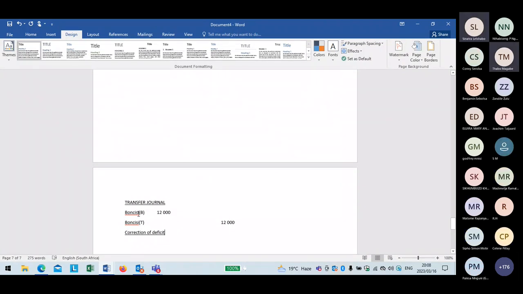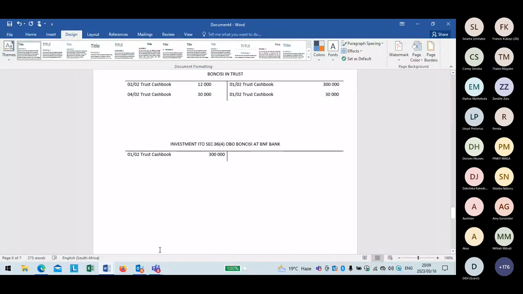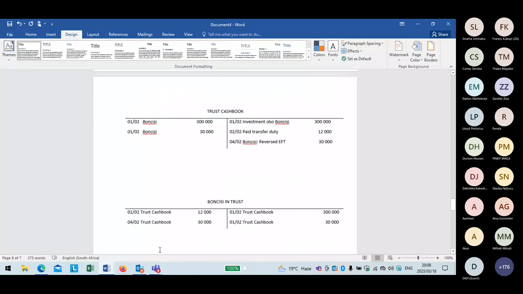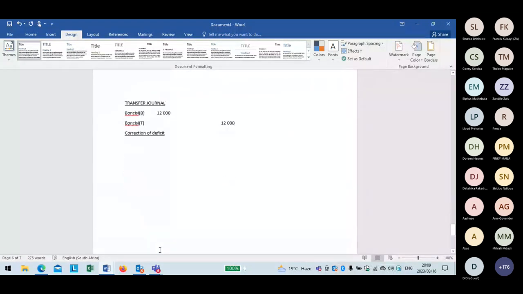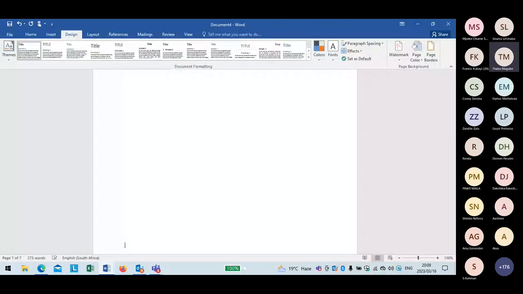We're saying Bonchisi in business because when we take our own 12,000, Bonchisi will become a business debtor. So we are debiting Bonchisi. He'll remain owing us in business, on the GL. It's how we'll identify who we paid the transfer duty for. So we will have to open a business cash book and Bonchisi in business, not so.